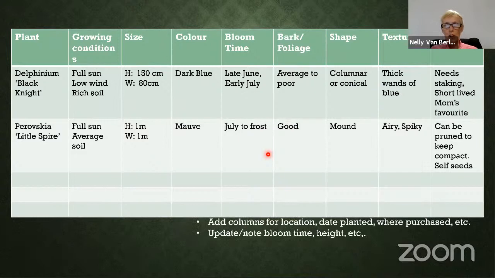And of course, you can add even more details if you want. If you're really a note taker, you can say when it bloomed in the garden and where you planted it and where you purchased it, because usually when you have something beautiful, someone's going to say, "Where did you get that?" So if you keep notes, you've got it all.